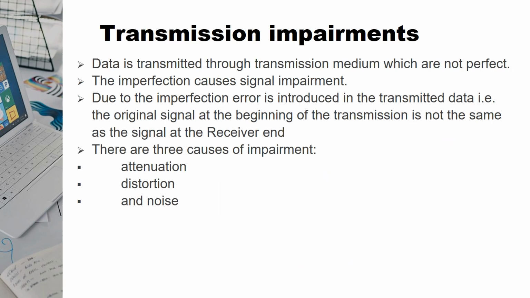And then also, there's what we call transmission impairment, which is any degradation of a signal during transmission. This can significantly affect the data being sent, right? Data is transmitted through transmission media, which are not perfect, and the imperfection causes signal impairment. So due to the imperfection, errors are introduced in the transmitted data, and the original signal at the beginning of the transmission is not the same as the signal at the receiver end.